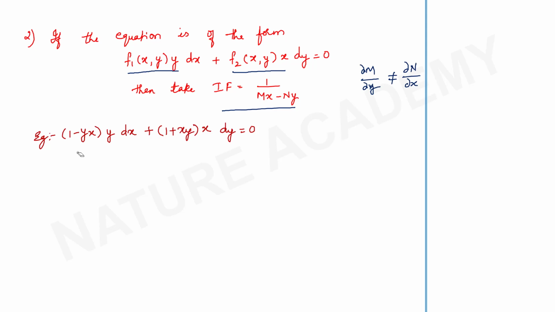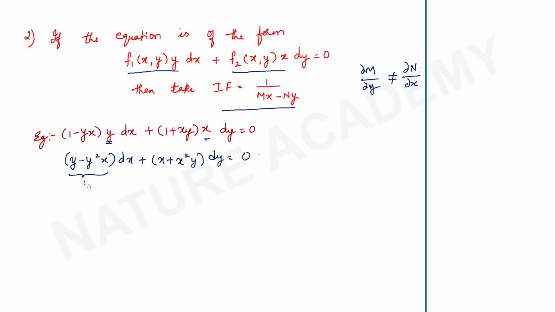Let us see one example based on this type of differential equation. See here, this given equation is not in the form M of x, y dx plus N of x, y dy is equal to 0. You have one term y here and one term x here. So you have to rewrite and make it in the form M of x comma y into dx plus N of x comma y into dy is equal to 0. You just multiply this and take the terms inside the bracket. So you get (y minus y square into x) into dx plus (x plus x square y) into dy is equal to 0.